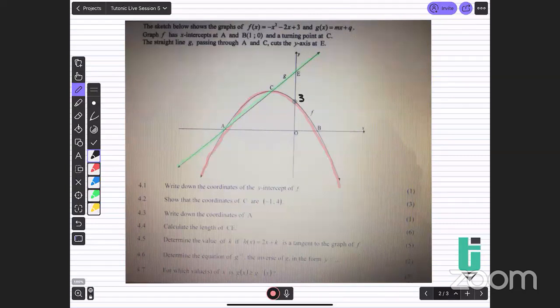So you've got the equation, right? The equation is really powerful. Why is the equation powerful? Because it tells you certain things about the graph. So if I gave you this equation, you would already know it's a frowning parabola, because A is negative, even if I didn't give you the graph. So that's the first question. The y-intercept is just 3. The coordinates of C, what did you do for that?